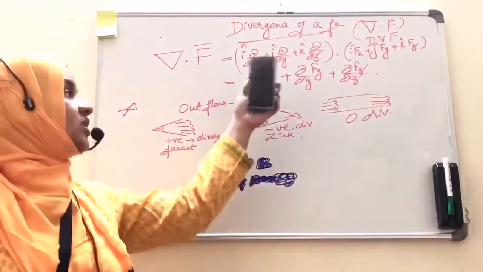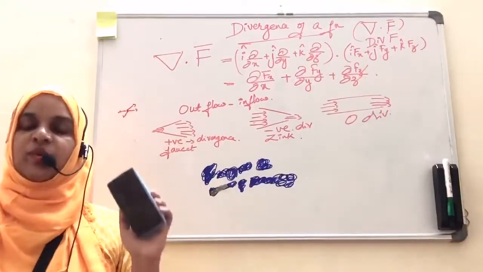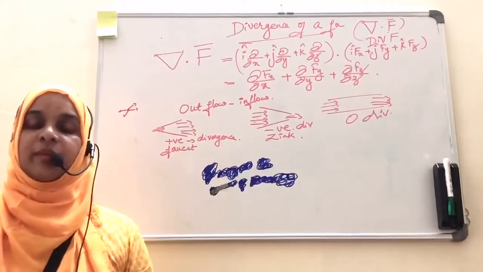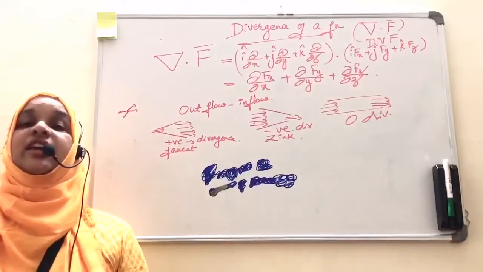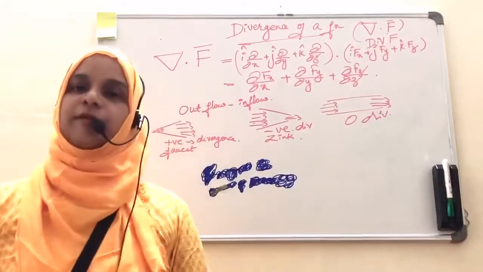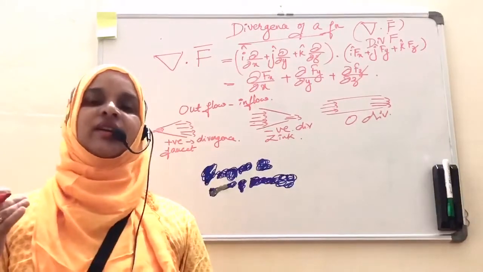This is the physical significance of divergence. It is a measure of how much a function f diverges out from a point in question. This can also be defined as the net outflow, or outflow minus inflow. There are cases of positive, negative and zero divergence.